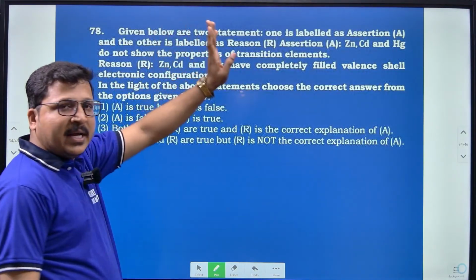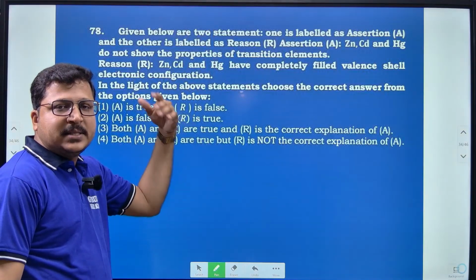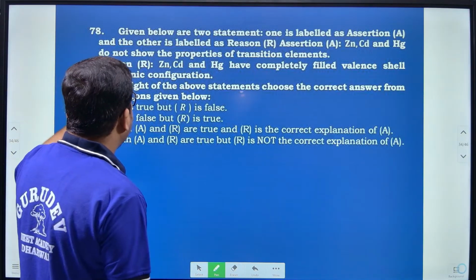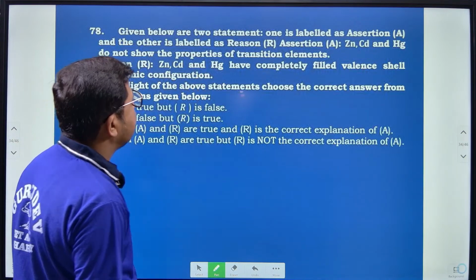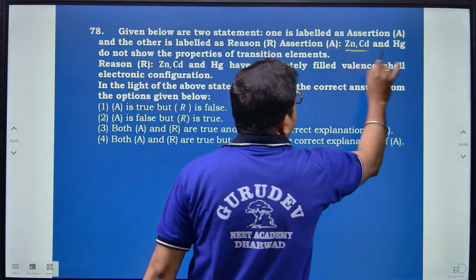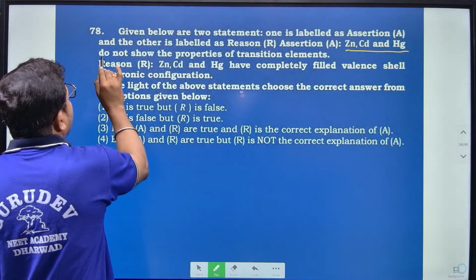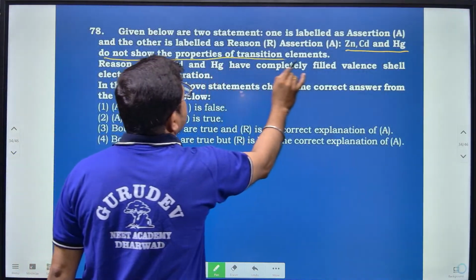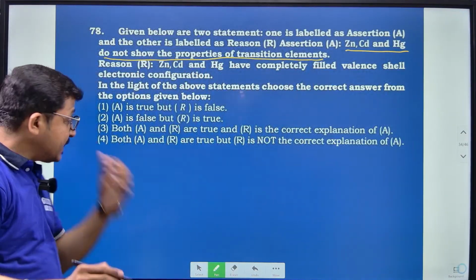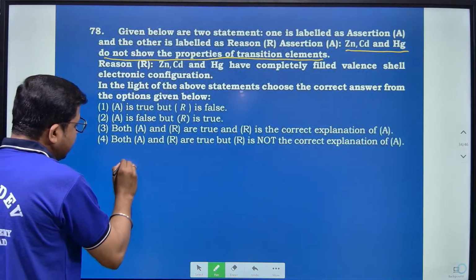That is, one is labeled as assertion A and the other is labeled as reason R. Now, I will read the assertion. Zinc, cadmium and mercury do not show the properties of transition elements. There is a statement for the assertion.